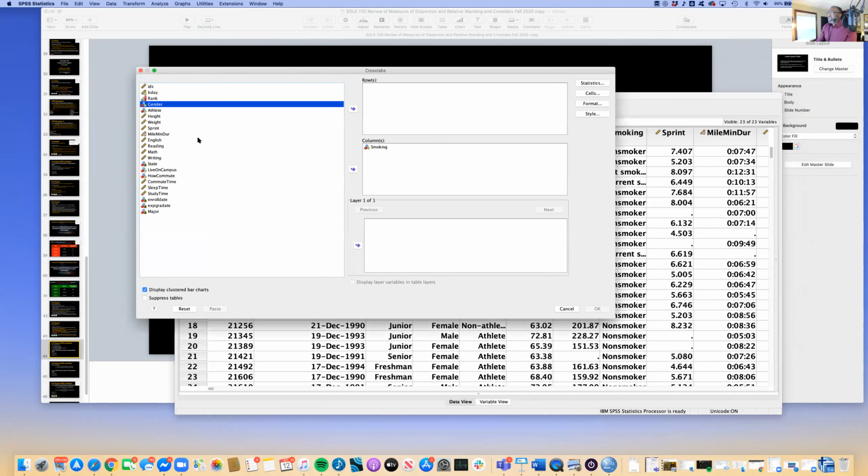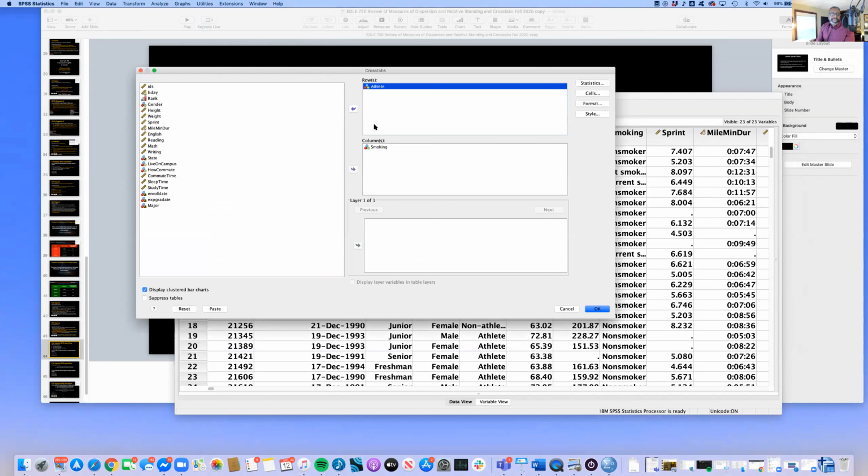And so I think that athletic status at this college has a relationship with whether or not people smoke, right? You would think that as well. I don't think we have a lot of track players running around here smoking cigars. So what we're going to do, we're going to unclick the bar charts for now.